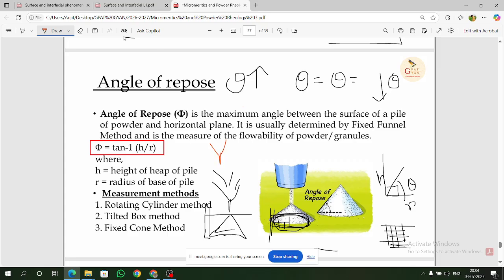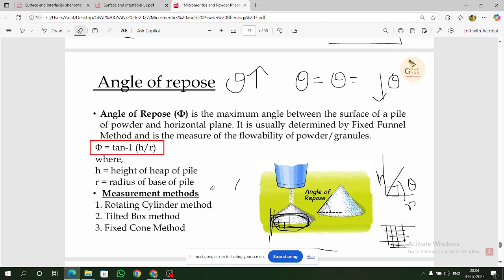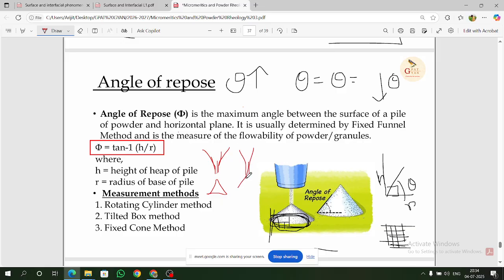Sir, if the flow property is not good, the powder does not slide to the side. It will act one over the other, and that will form a steeper pile. If the flow is very good, it will just disperse uniformly in every place, right?